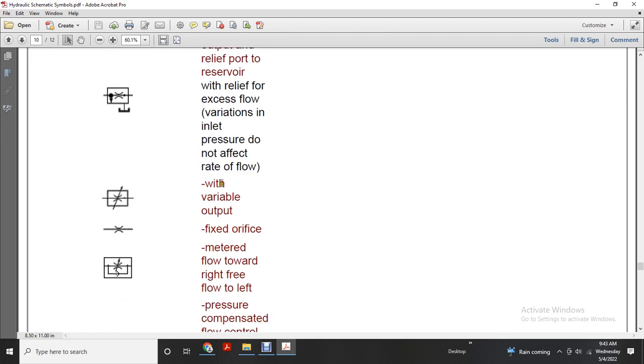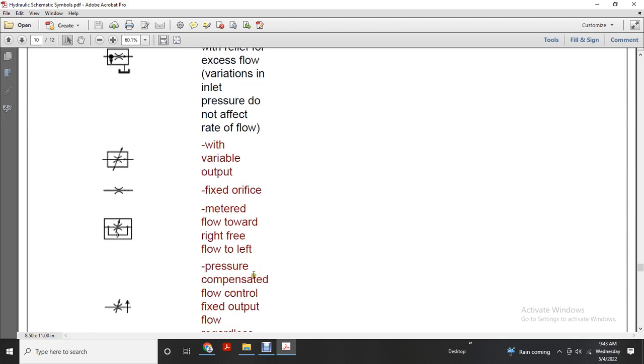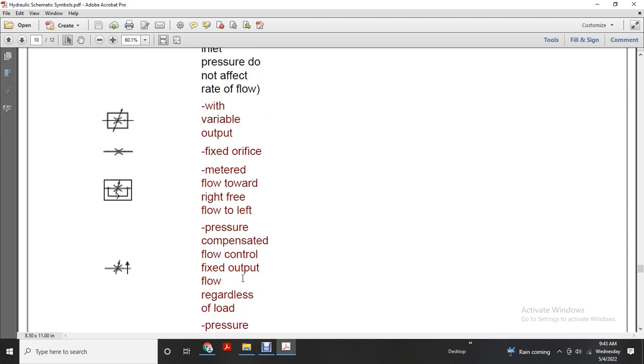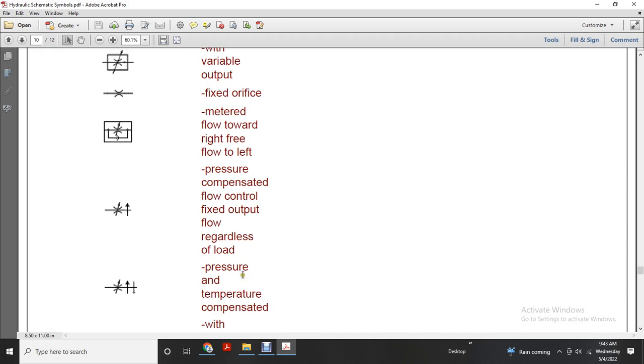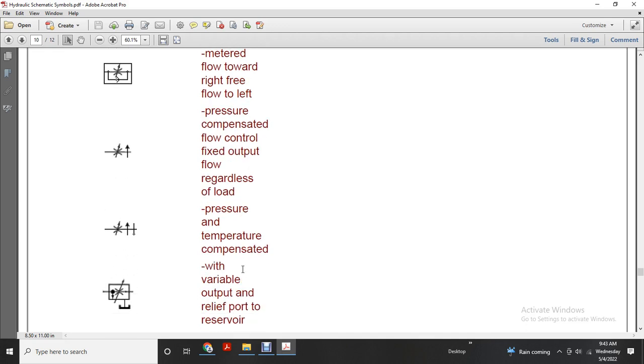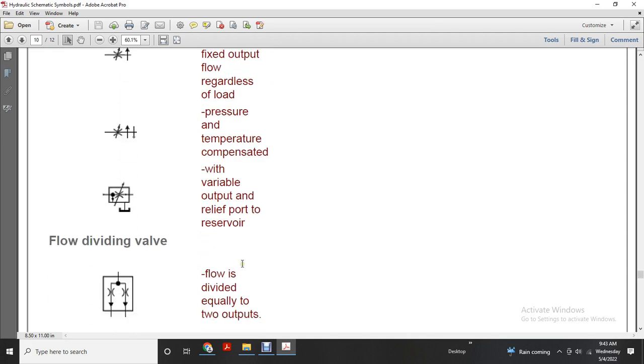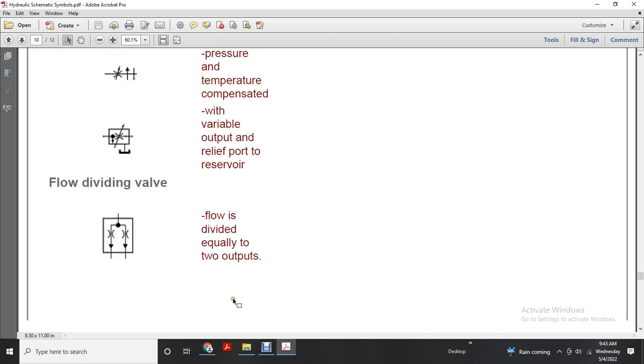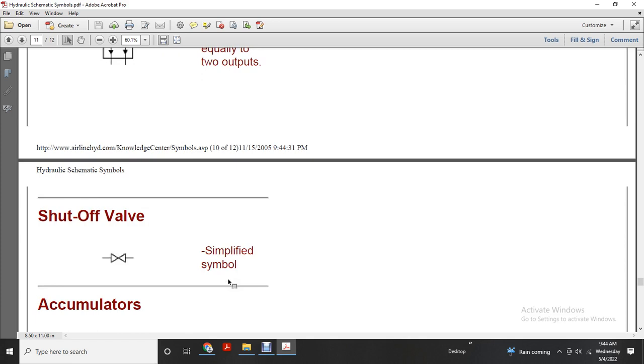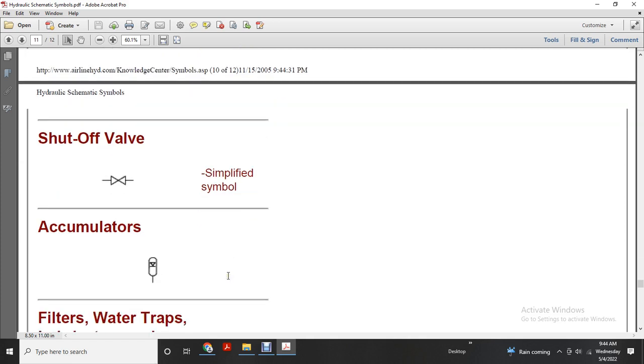Fixed orifice: meter flow toward the right, free flow to the left. Pressure compensated flow, output flow direction, flow regardless of load and pressure. Pressure and temperature compensated with variable output, relief port to the reservoir. Flow divider valve: flow is divided equally into equal outputs. Shut off symbol, simplified symbol.